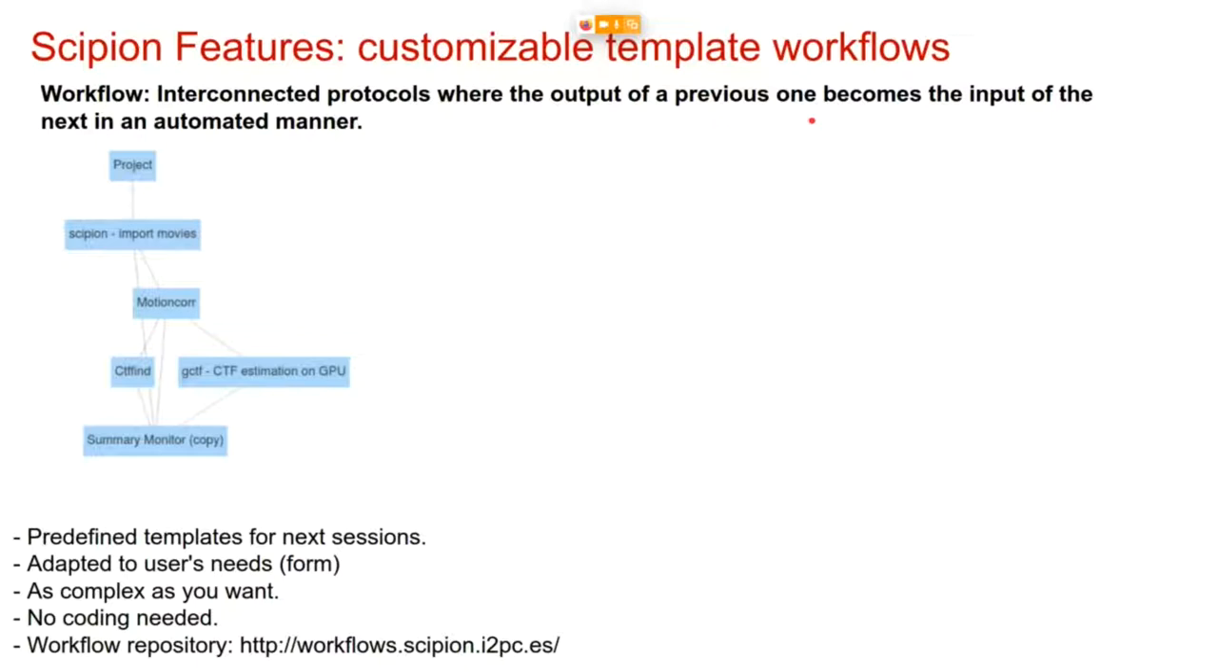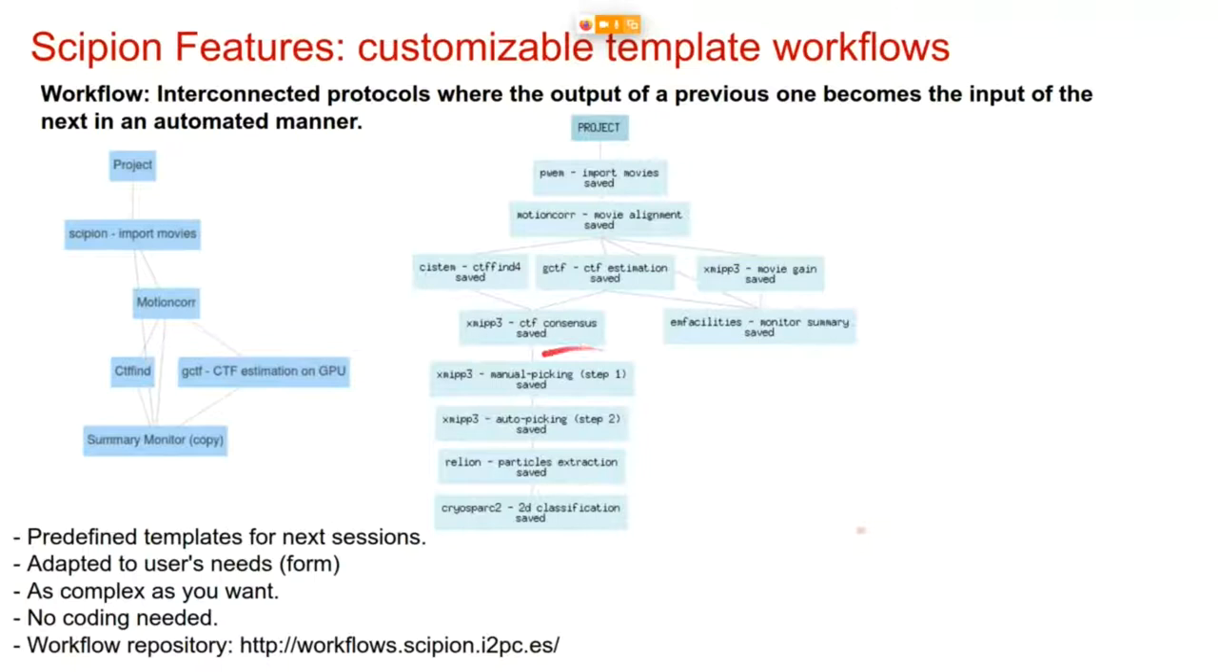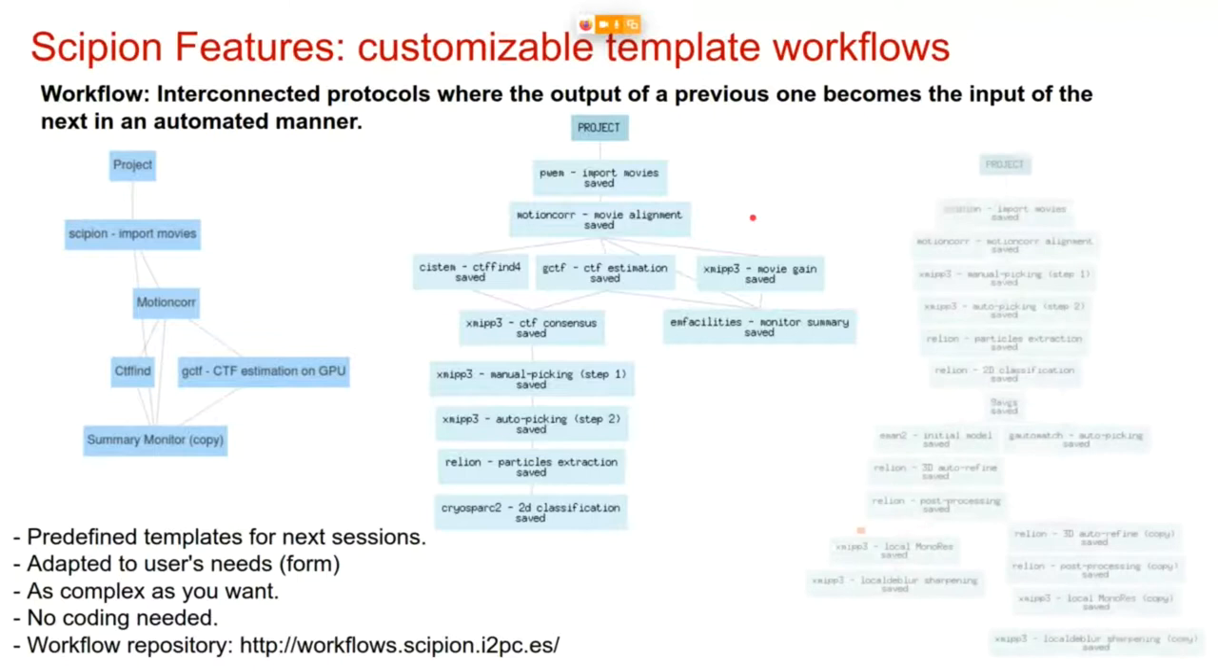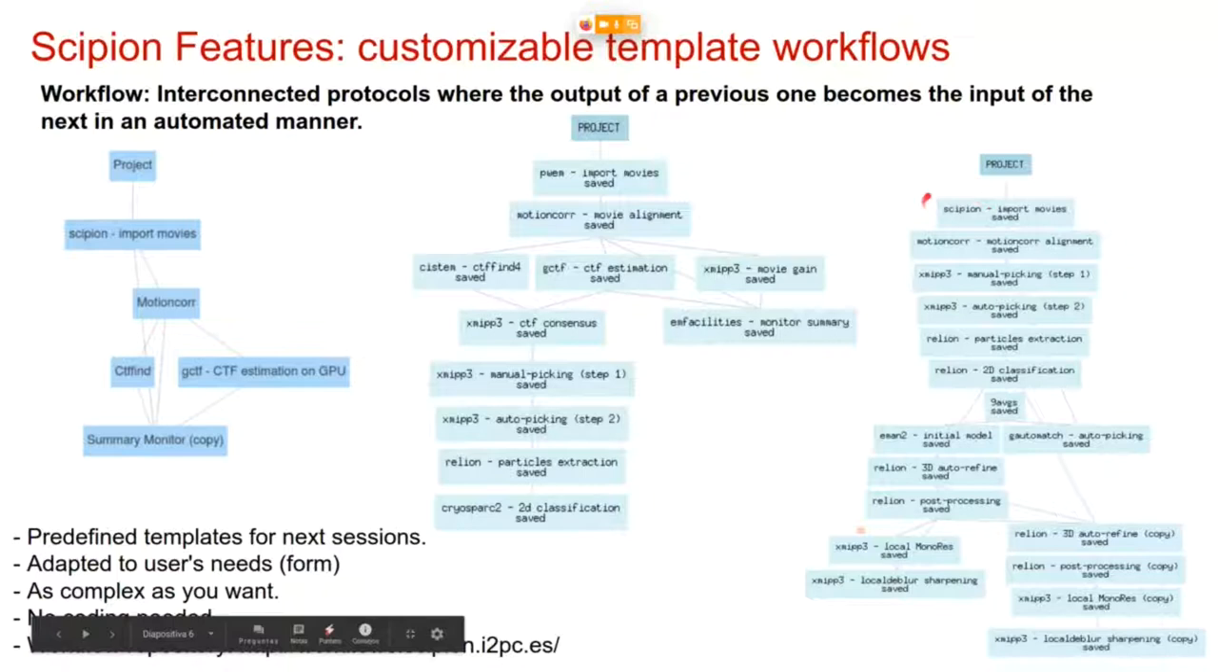This workflow can be as simple or complex as you want. For example, here we have a simple workflow that includes import movies, movie alignment, and CTF calculation. But it can get as complex as you want. For example, here we have added some steps of particle picking. And of course, you can make your own workflow that comprises the whole pipeline from import movies to post-processing.